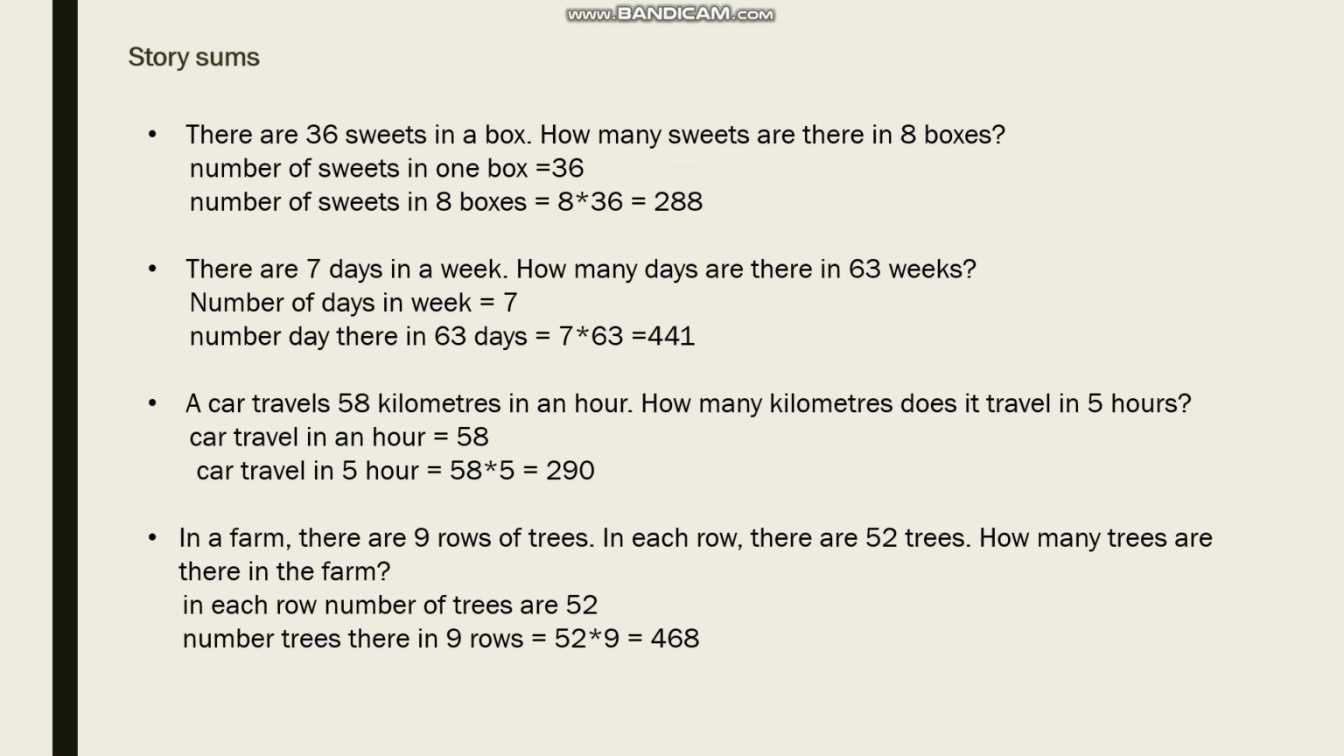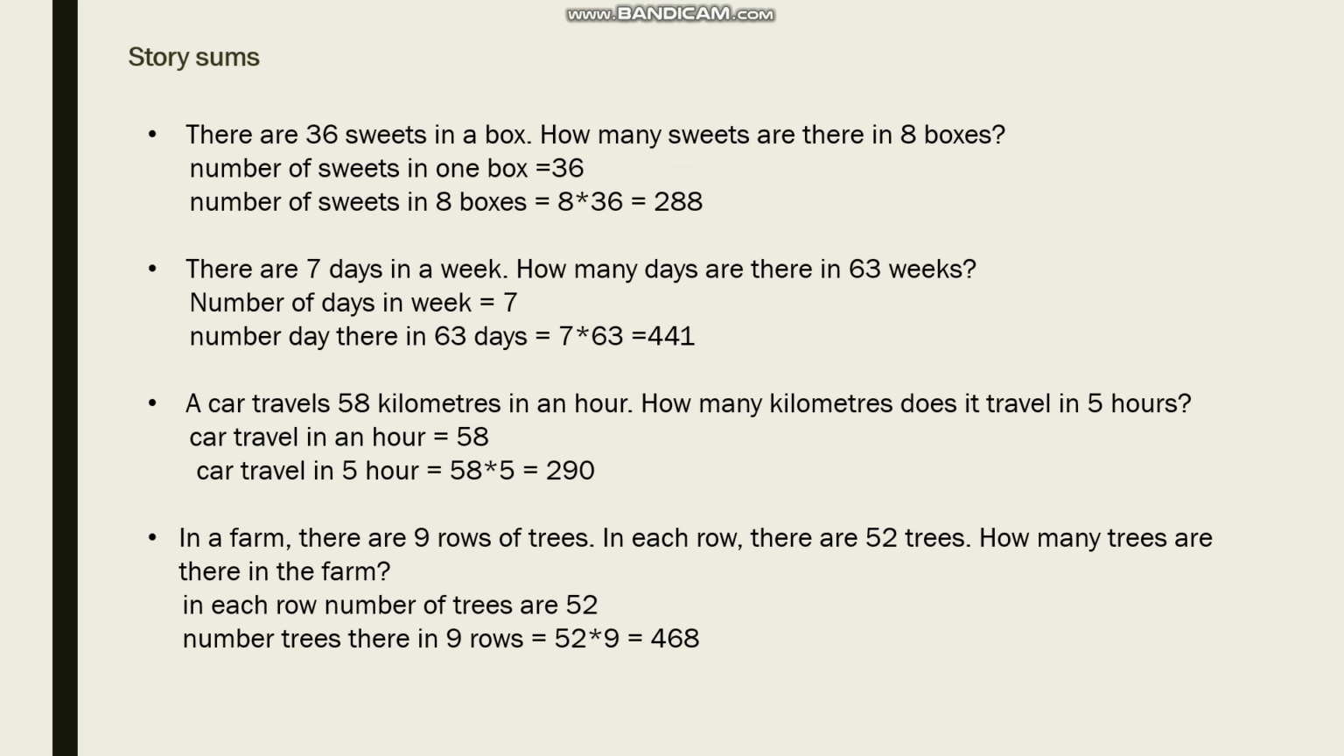A car travels 58 kilometers in an hour. How many kilometers does it travel in 5 hours? So here the distance the car travels in an hour is given as 58. So he asked the question on how many kilometers it travels in 5 hours. So we need to calculate for the 5 hours. So that would be 58 into 5, that gives 290.